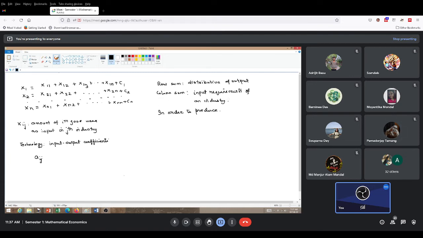So over here, let me add something, j. This is the amount that industry 2 requires from X1, the amount that it requires of X2, the amount that it requires of Xn. So when I'm summing like this, it is how the ith output is distributed. When I'm looking at it vertically, I'm looking at industry j and trying to assess its input requirement.